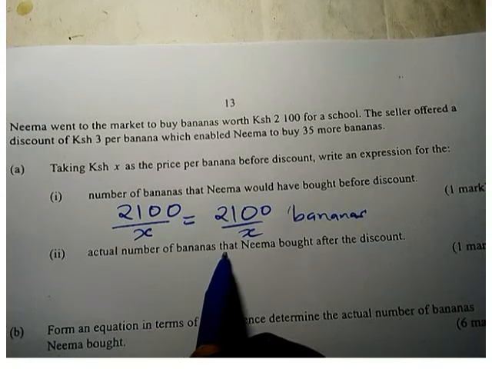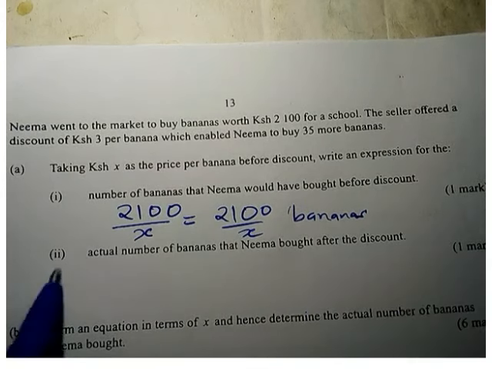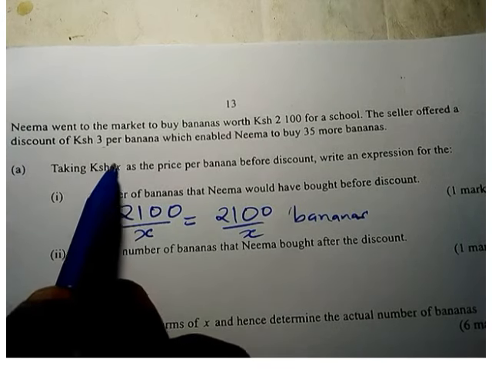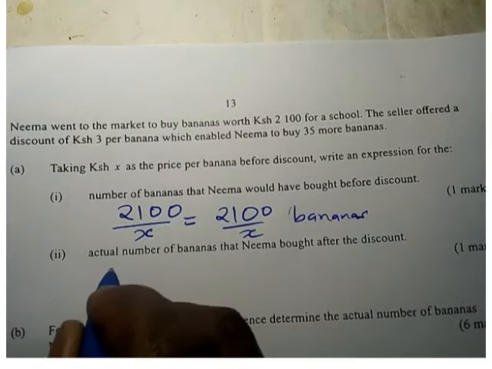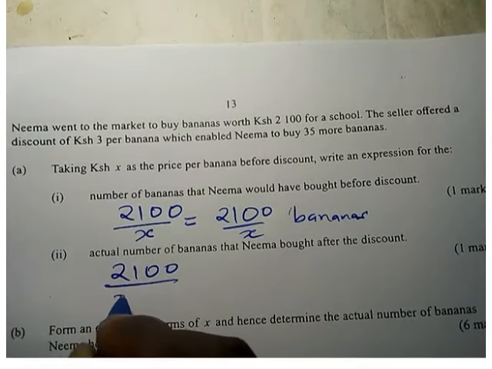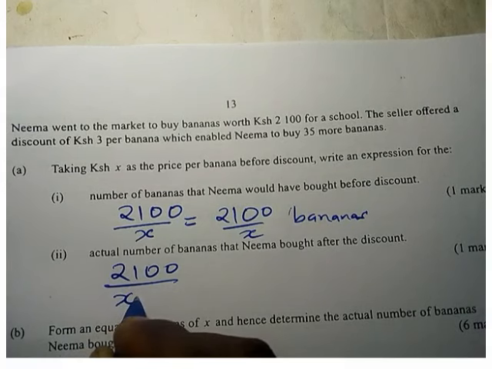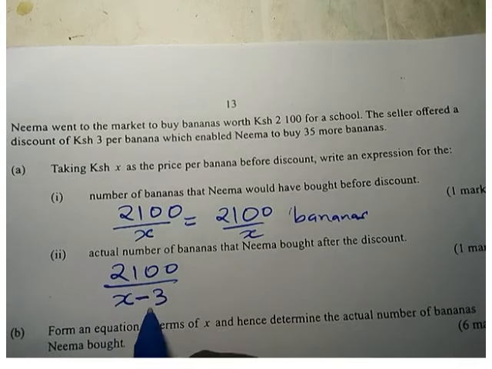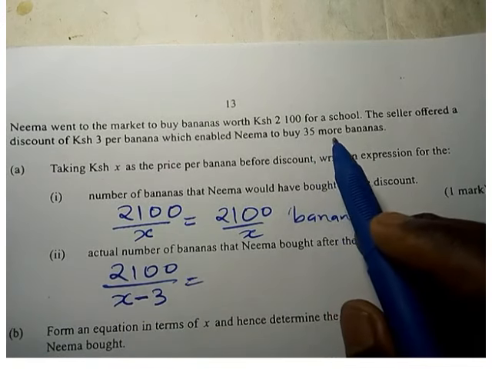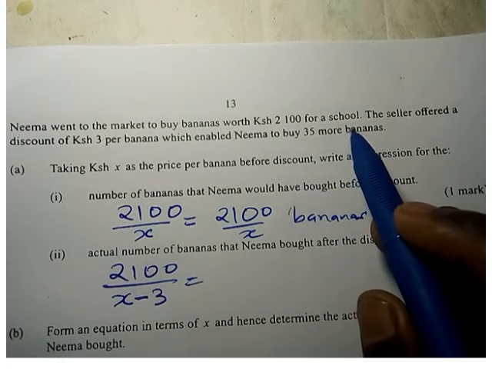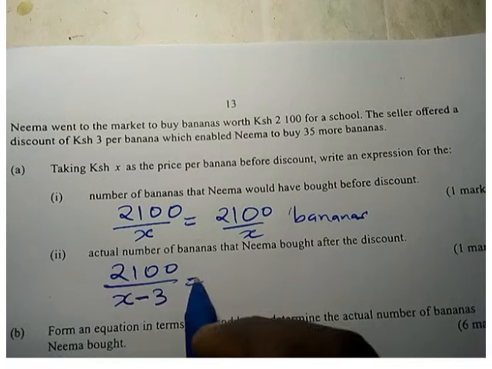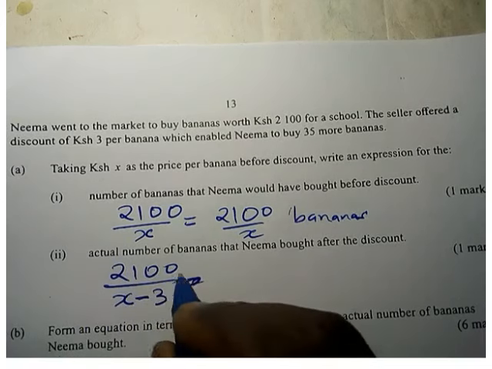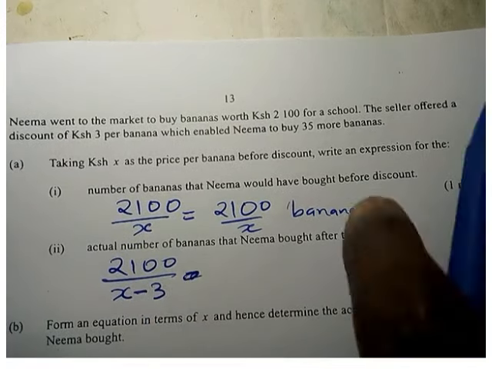Actual number of bananas that Nehemiah bought after the discount. The discount was a subtraction of 3 shillings from x. So the total amount she had is 2100. Instead of buying one banana using x shillings, she got a discount of 3 shillings. So the subtraction of 3. So this one divided by this will give us the number of bananas she bought. But she bought 35 more bananas. Actually, this is the total number of bananas she could buy, this 35 included.